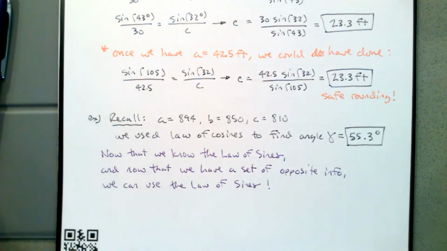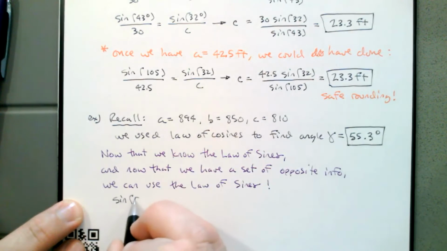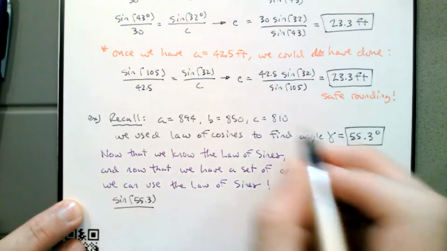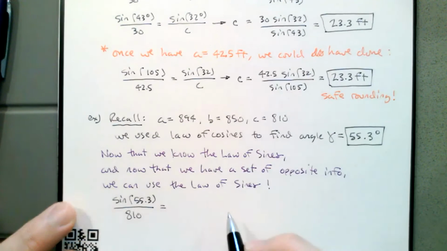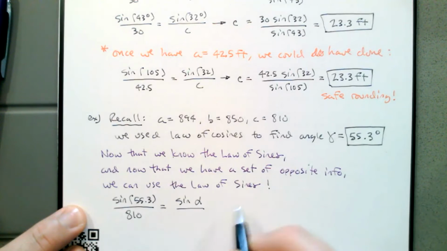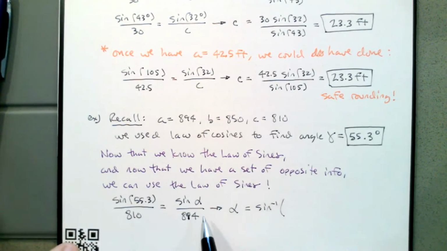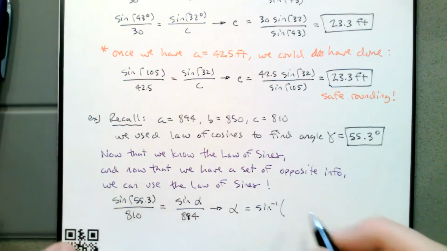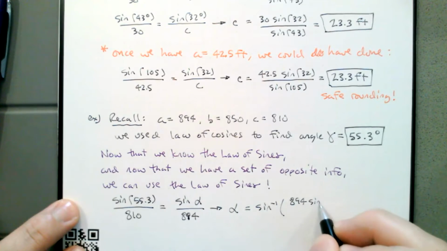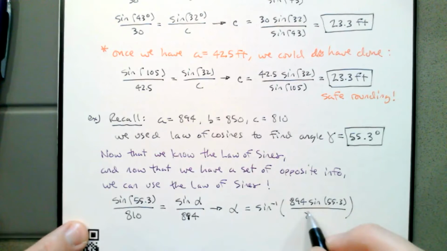So we could set up sine of 55.3 over the side opposite, that 810, that's the opposing information or the opposite information. And I could say this is equal to sine of alpha over side A, 894. We'd have to solve for alpha, which is going to be the sine inverse of 894 times the sine of 55.3 over the 810.